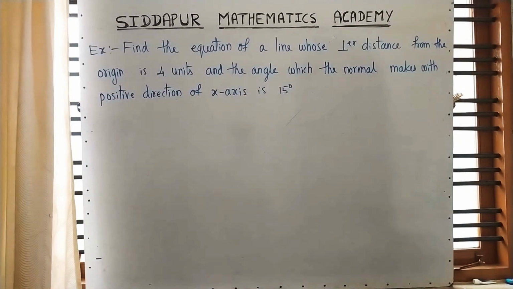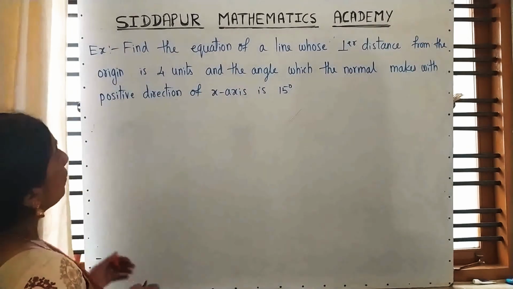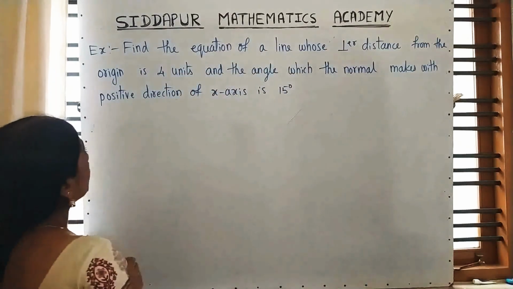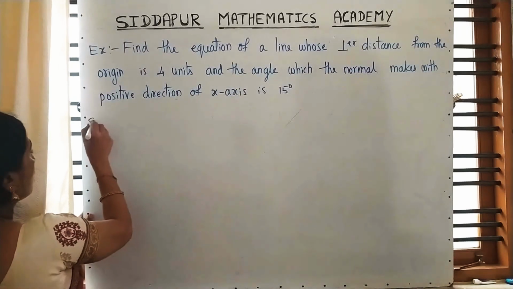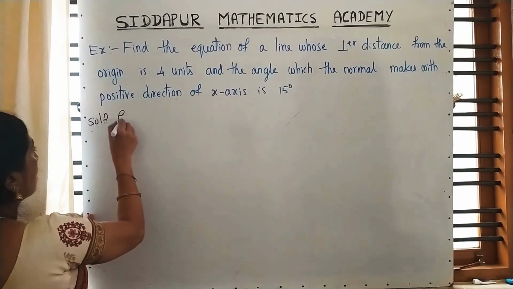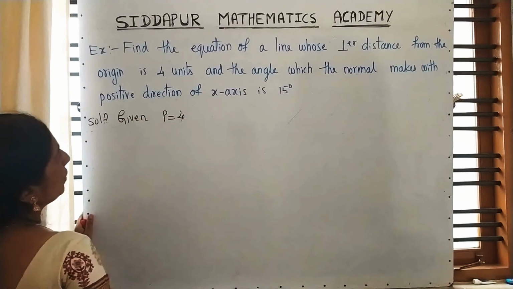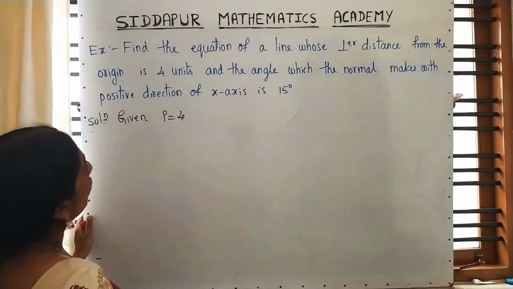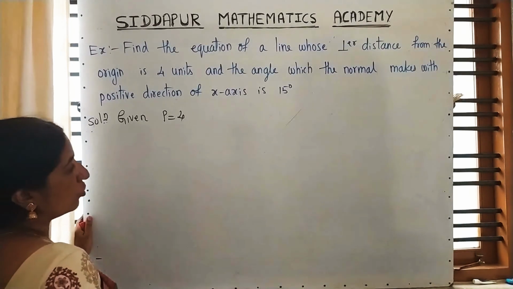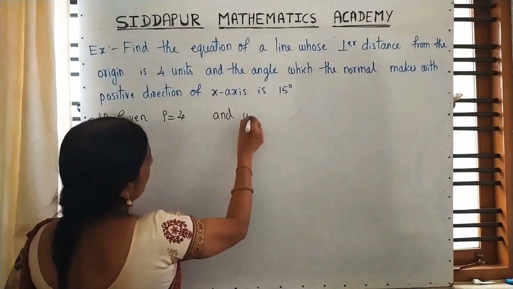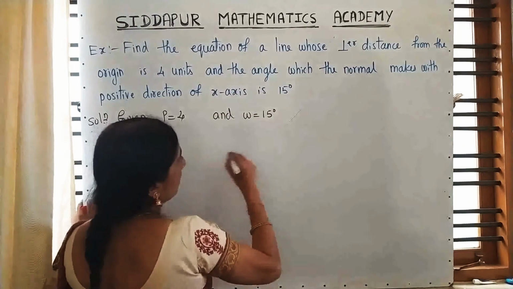See the question related with that formula. Find the equation of the line whose perpendicular distance from the origin is 4 units. That means what is given? P is equal to 4 units. And the angle which the normal makes with the positive direction of x-axis is 15 degree. And omega is 15 degree.